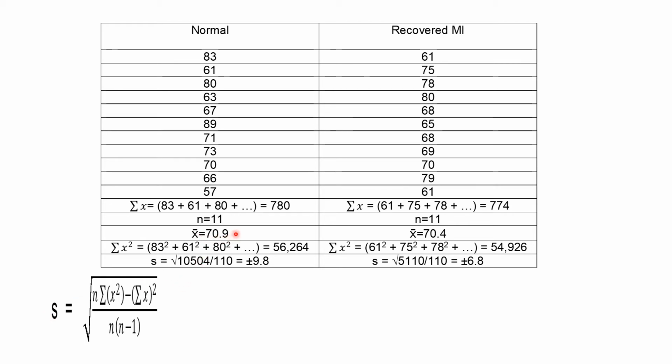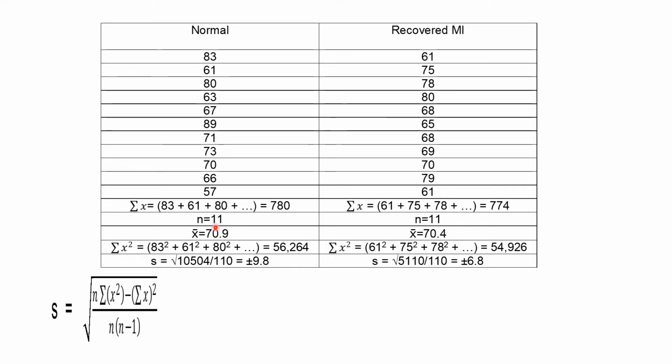Now, how do we calculate the mean? The mean for this group right here is 70.9, and we note the mean by a symbol of X with a line on top of it, so we call it X bar. And so how can we calculate the mean?